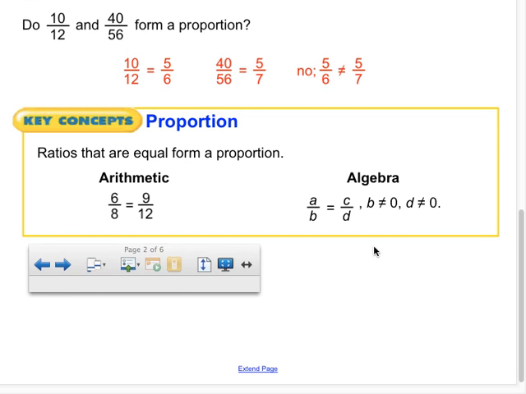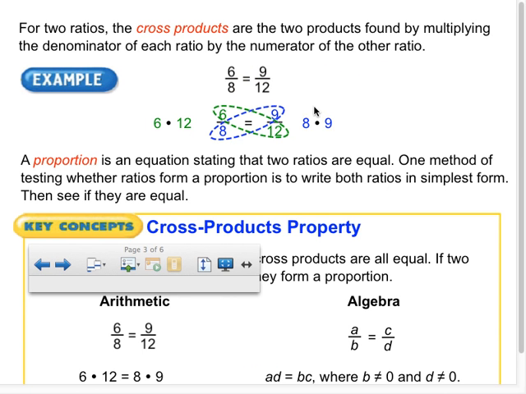We talked about division by 0, or fractions where the denominator is 0. That's not allowed. That's not defined. For two ratios, the cross products are the two products found by multiplying the denominator of each ratio by the numerator of the other ratio. I try to color code this. So here's my example: 6 eighths is equal to 9 twelfths.